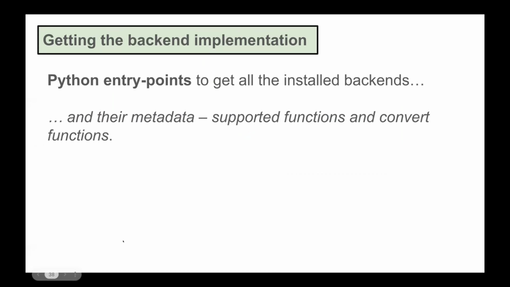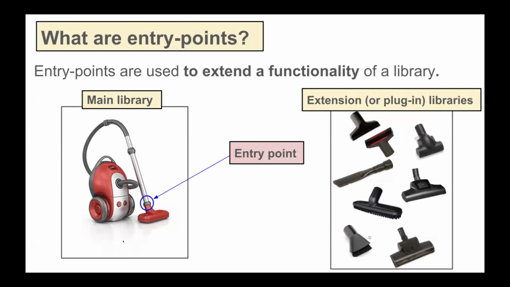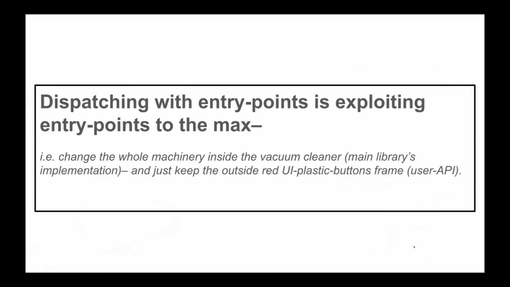And internally we use something called Python entry points. Entry points are basically used to extend the functionality of the library. So if the vacuum cleaner's functionality is to clean, you can specialize that by using different nozzles. And dispatching is basically, instead of extending, we are saying that you can implement a whole other alternative implementation, and we will use that.